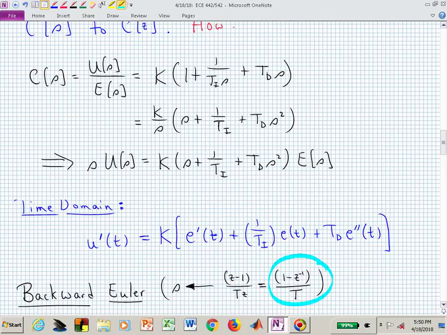And then you simply take E of z into the time domain. That's the 1, scaled by 1 over T. And what's this z to the minus 1 as an operator? That's just a unit delay. So now you take e of n and subtract from that e of n minus 1 and divide both by T.